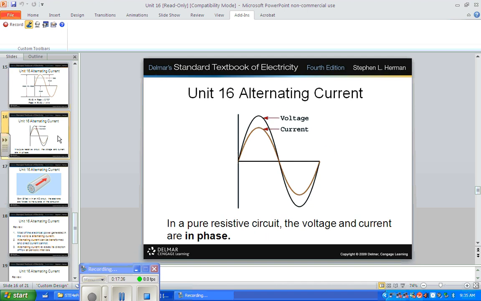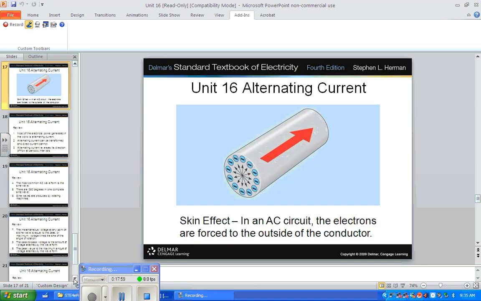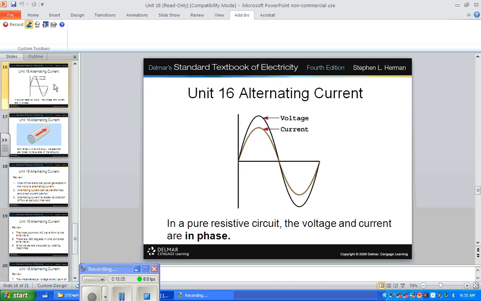We know that in a pure resistive circuit, the voltage and current are in phase. Now we're going to talk about what's happening when you're generating power. In a pure resistive circuit, where the power is going through some kind of load of pure resistance, the peak voltage and the peak current will happen at the same time. That is known as being in phase. And it doesn't happen much.